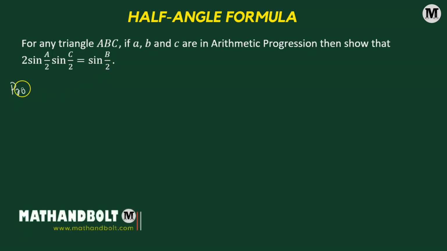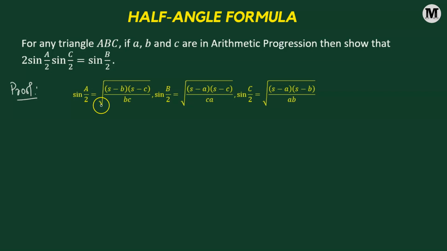Before beginning the proof, let's specify the half angle formula. Sine of A over 2 is given by the square root of (S minus B) times (S minus C) over BC. Similarly, we have the half angle formula for sine of B over 2 and sine of C over 2. Here, S represents the semi-perimeter of the triangle. That means if we sum up the sides of the triangle A, B, and C, then divide by 2, that gives us the semi-perimeter S of the triangle.